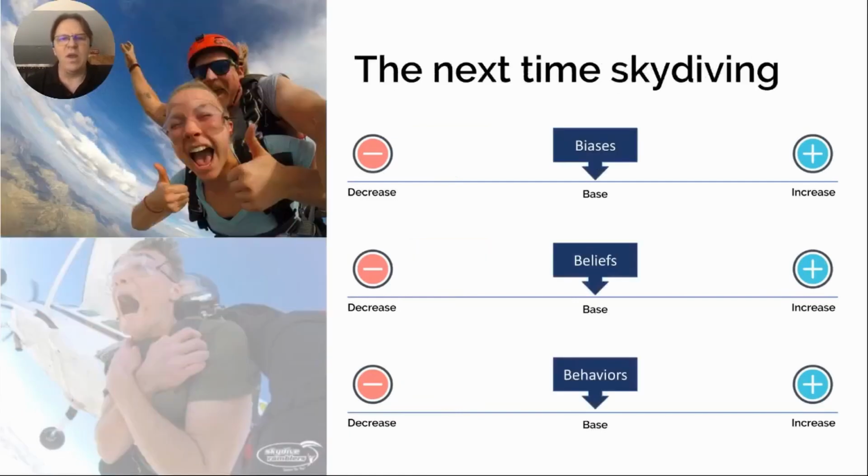Now, the thing is that when the opportunity to skydive comes up again, our previous beliefs, wherever they got shifted to, and behaviors and biases, they become our new baseline. So we have a baseline going in, we go through an experience, and that establishes our new baseline for the next time we have an experience. And this is what will either keep us engaged with the experience or get us to never go into that experience again.